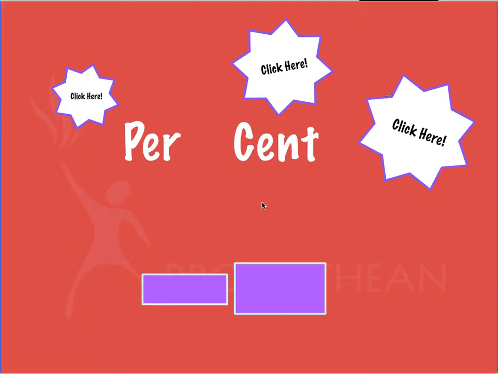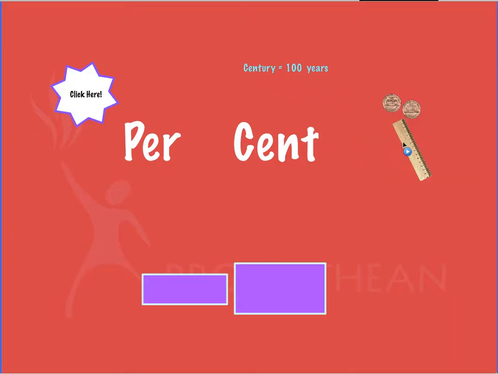So percent, we want to look at the two words here, and the first word that we're going to focus on is cent. We hear the word cent when we talk about cents and dollars, and you know there are 100 cents in a dollar. You also hear the word cent in century. There are 100 years in a century. So what we're getting at here is that with cent, you're talking about 100.